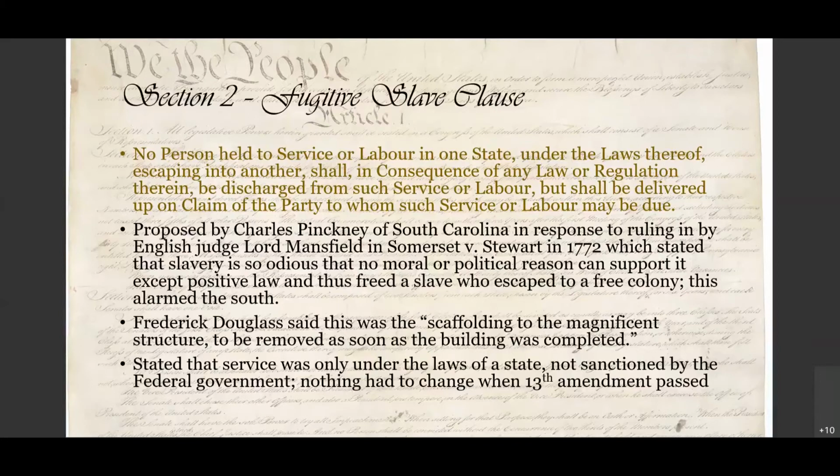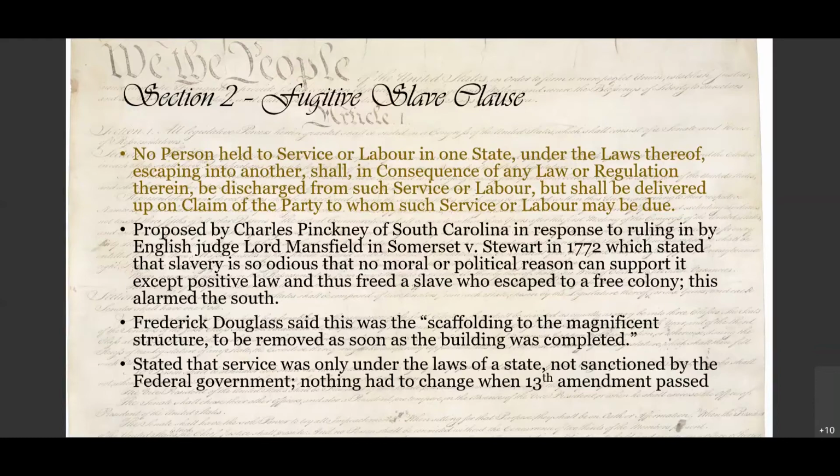So this was proposed by Charles Pinckney of South Carolina in response to a ruling by an English judge, Lord Mansfield. In a case called Somerset versus Stewart in 1772, Lord Mansfield stated that slavery is so odious that no moral or political reason can support it except positive law. So he was saying you can't just assume there's a right to slavery because slavery is odious. It's terrible. So the only way that you can have slavery be legal is for a law to specifically state slavery is legal. And that he as a judge wouldn't just assume it was legal. It has to actually be stated plainly in the law.